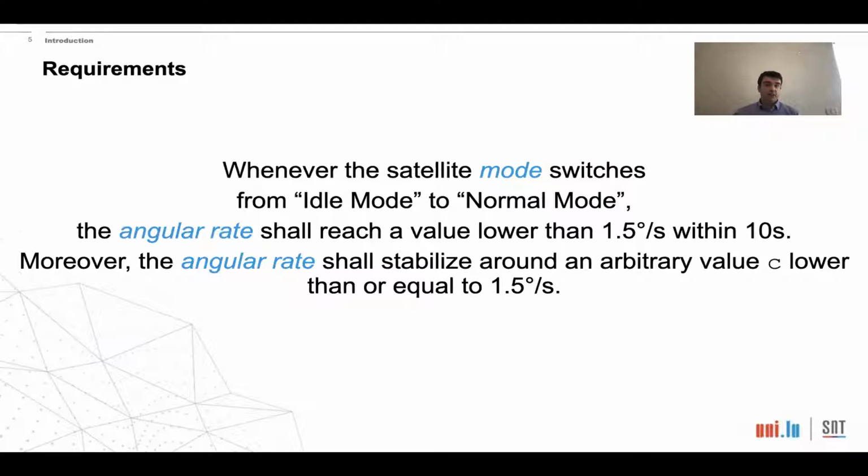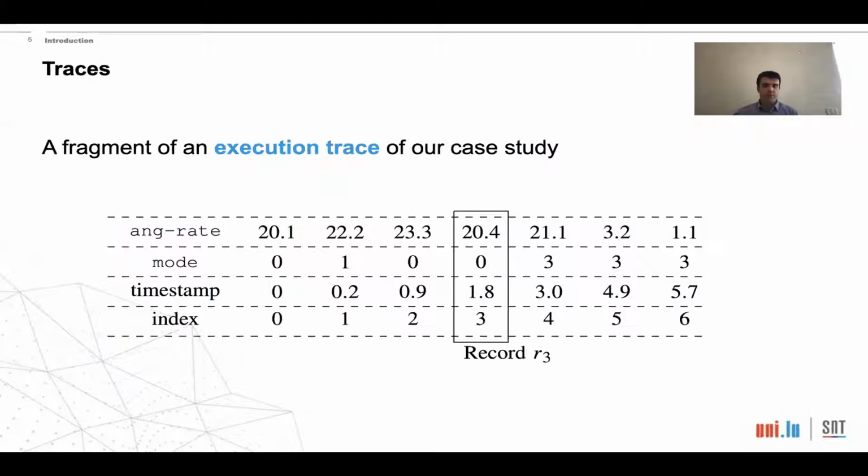For example, Israel has to satisfy many requirements. One is reported in these slides and says that whenever the satellite mode switches from idle mode to normal mode, the angular rate shall reach a value lower than 1.5 degrees per second within 10 seconds. Moreover, the angular rate shall stabilize around an arbitrary value c lower than or equal to 1.5 degrees per second.